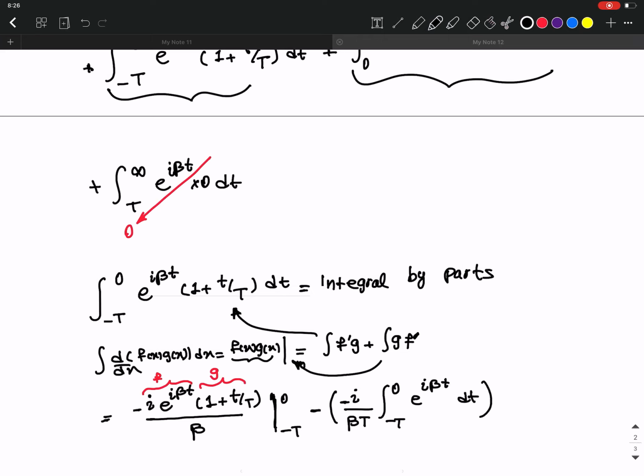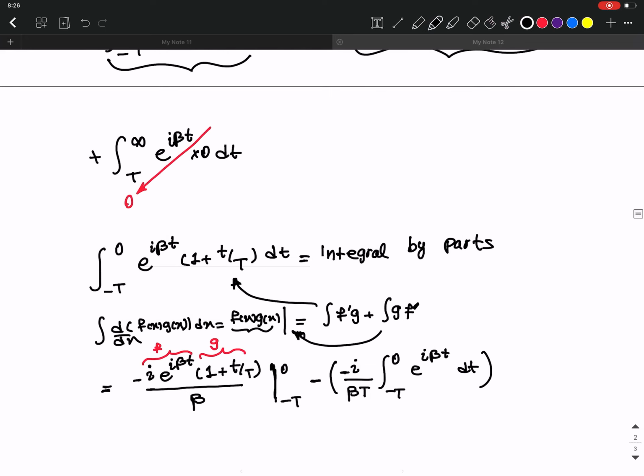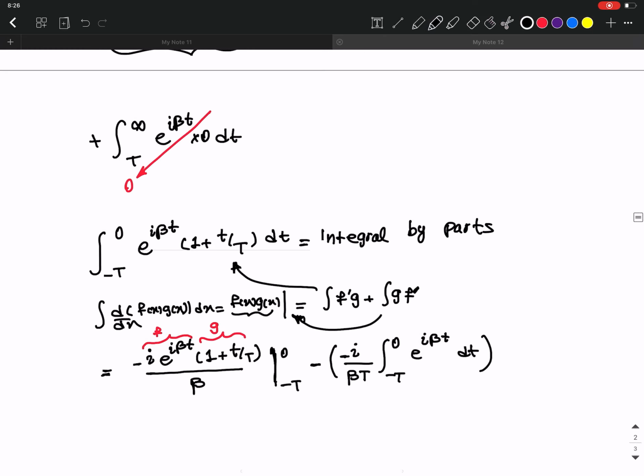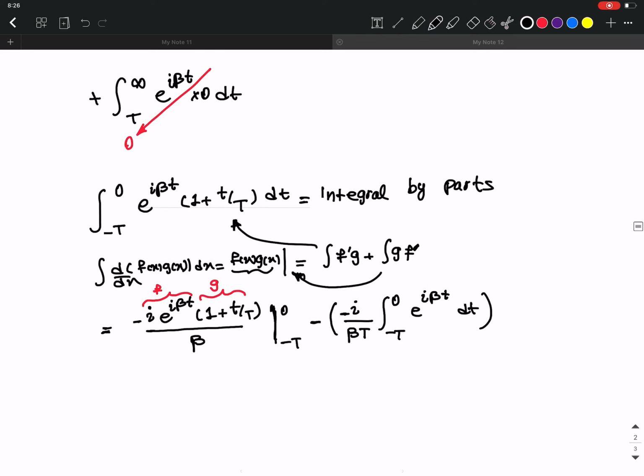Okay, so this is the general formula for integration by parts, but you can take more time if you are not comfortable with it. It's very simple, and then you are going to get this formula if you use this integration by parts method. Okay, so this is one technique to solve these types of integrals.